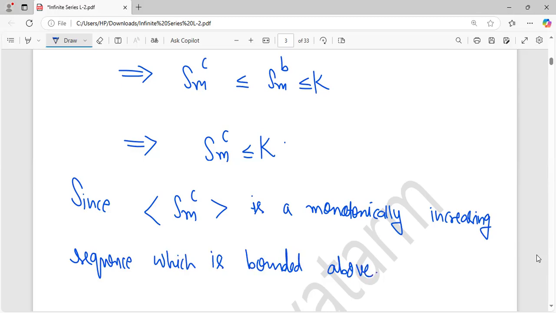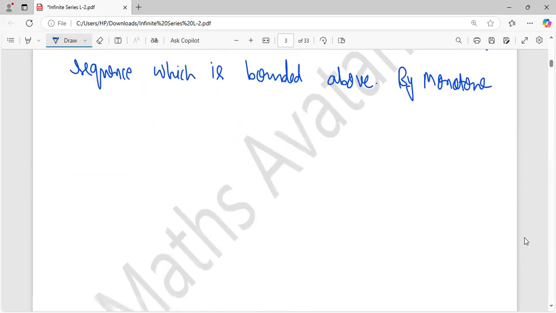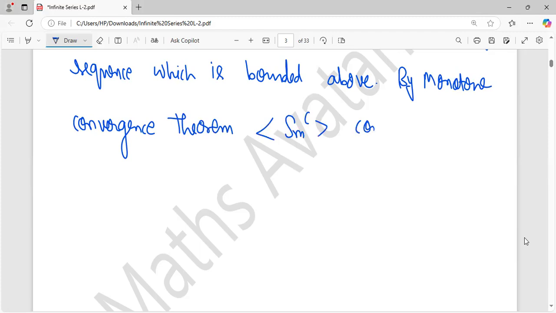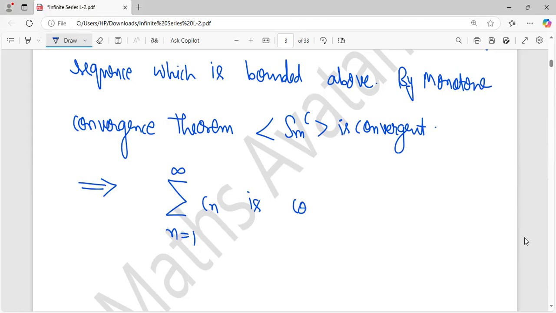Okay, this is bounded above, so by monotone convergence theorem, S_m^C converges, is convergent. Okay, so this implies this series is convergent. Okay, so one is true.